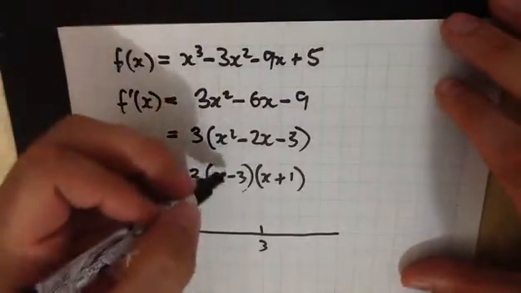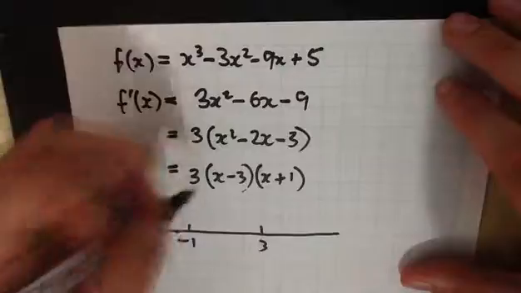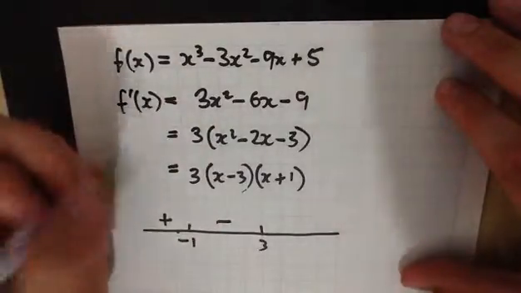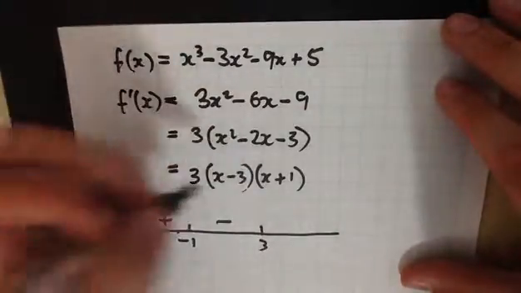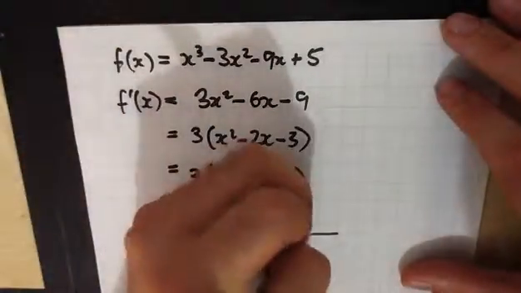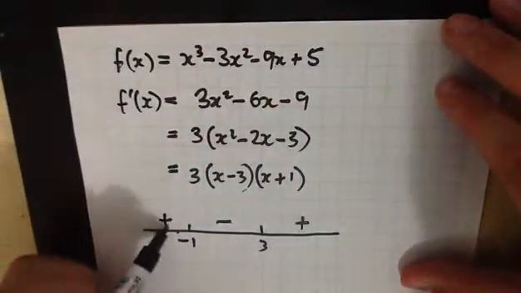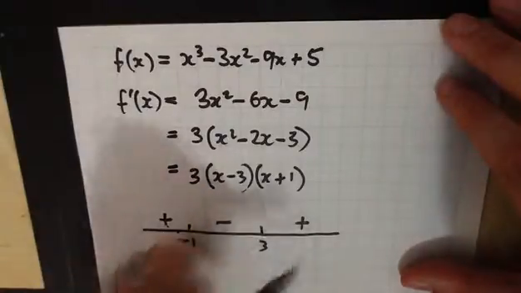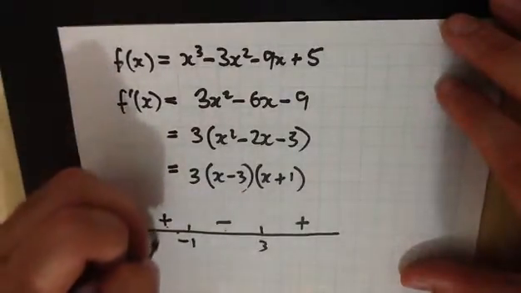If I subbed in 0, I get a negative times a positive times another positive, which gives me a negative answer. If I sub in a number greater than 3, like 4, I get 4 take 3, which is positive, times another positive, times another positive, so it's positive there. So I can see that the function is increasing here, decreasing here, increasing here. That means the function's doing this.